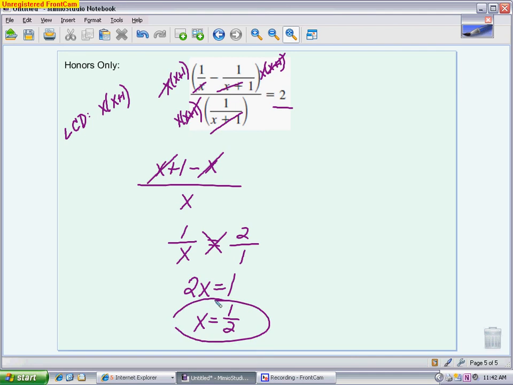So to kind of recap, in 9.6, you have to be able to solve a proportion by cross multiplying. You have to be able to solve a more complicated rational equation by clearing fractions, multiplying by the LCD. And then in the honors class, you have to be able to solve a complex rational equation by first simplifying the complex piece, multiplying by the LCD in every term, and then finishing the problem by cross multiplying. If you can do all of these problems, you will know exactly what to expect and be able to be successful on the Chapter 9 test.